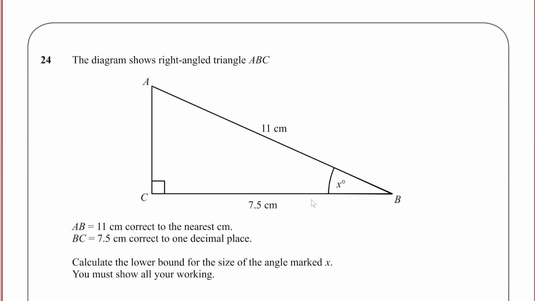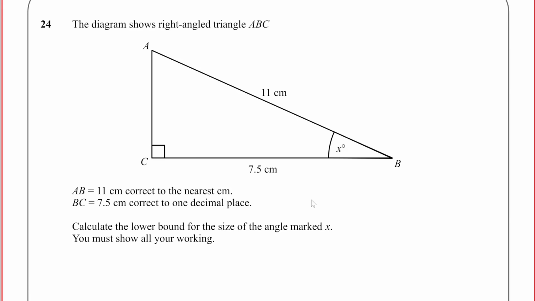Question 24. The diagram shows a right-angled triangle ABC. A to B is 11 to the nearest centimetre. So we've got a bounds question here. B to C is 7.5 to 1 decimal place. Calculate the lower bound for the angle X.